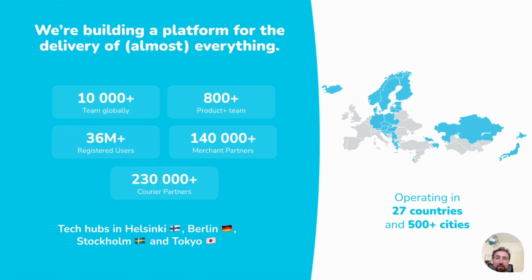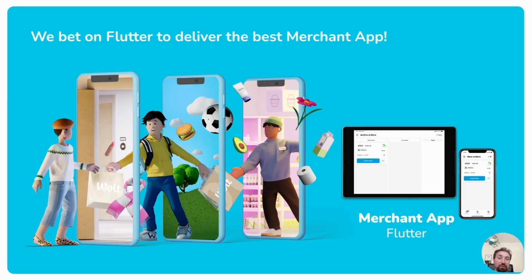At Volt, we are building a platform for the delivery of almost everything. We are active in 500 cities and also in 27 countries. We have more than 36 million registered users. At Volt, we bet on Flutter. It is in the most critical part of our operations, and we have an ambitious goal to make the best merchant app in the world, used by 140,000 Volt merchant partners.